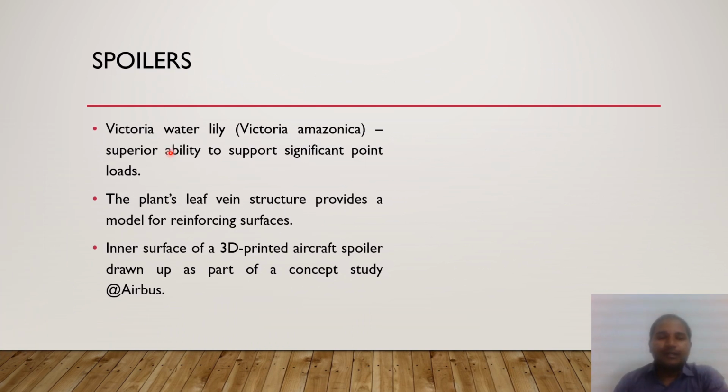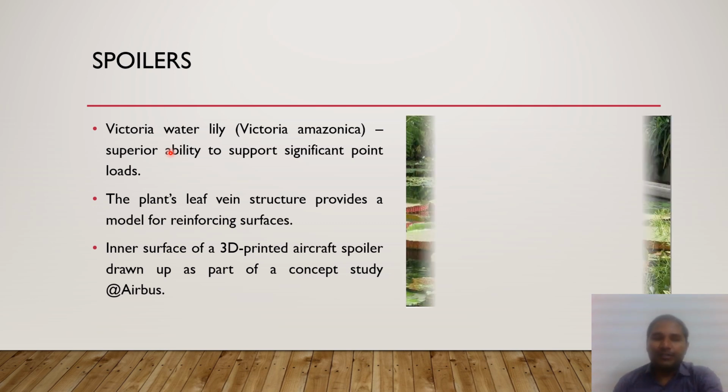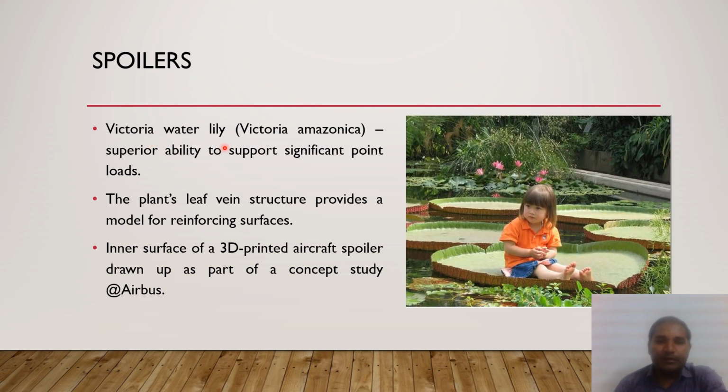The next big challenge is to increase the load carrying capacity of a spoiler. When you see a Victoria water lily, also called Victoria amazonica, it has a superior ability to support significant point loads. A 3D printed Victoria water lily floating on the water could possibly carry the weight of a child, which is very impressive.